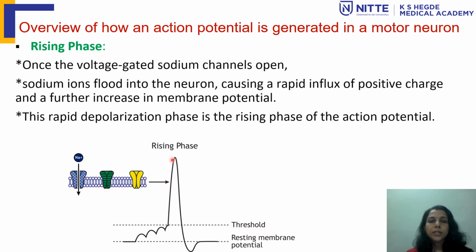As I told, when the voltage gated sodium channel opens, sodium flows into the neuron, causing a rapid influx of positive charge, and there will be further increase in the membrane potential. So this rapid depolarization phase is the rising phase of the action potential. You can see here there will be a rush of sodium ions. Sodium ions flood into the neurons. So this will cause an influx of positive charge. So this is the rising phase of depolarization.